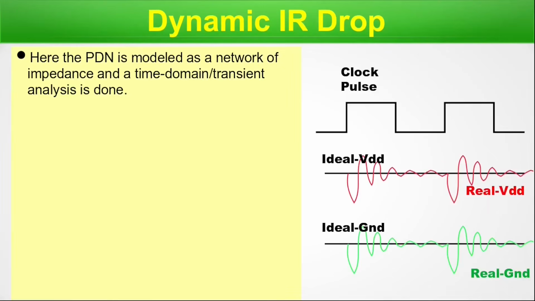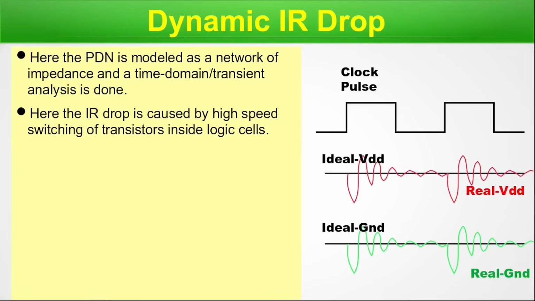Here, the PDN is modeled as a network of impedances, and time domain or transient analysis is done. And you see on the right-hand side, I have said that we have kept the time on the x-axis. When we do any analysis with respect to time, it is referred to as transient analysis. So because of the RLC and we are seeing the swings, we do the transient analysis on the PDN. And the PDN is seen as a combination of RLC. Those are parasitics. Those are not from the design-intended point of view.